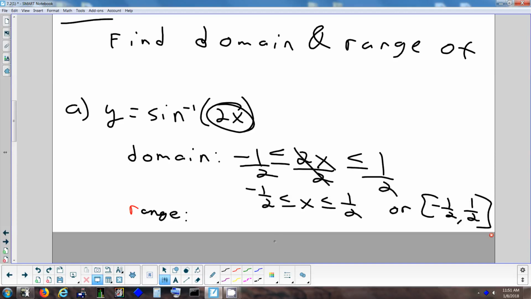You could leave it like that, that's fine, or you could do this. That's fine too. So by putting a 2 in front of the x, what you just did is you compressed the domain. You squished it. That's a horizontal compression. Now, what about the range of inverse sine 2x?